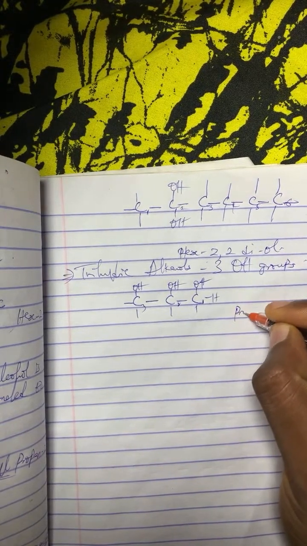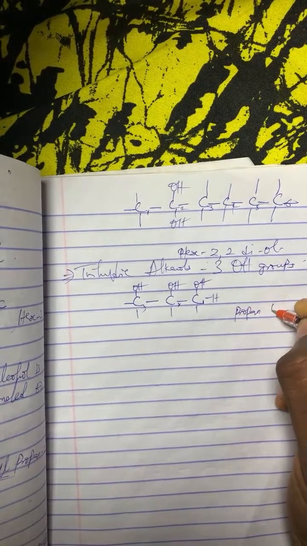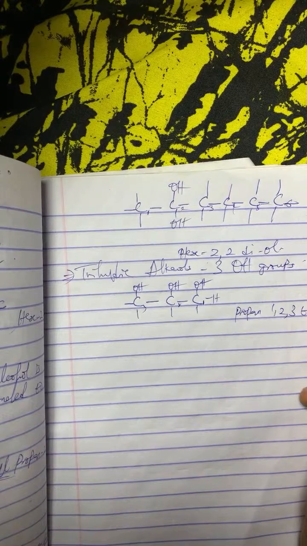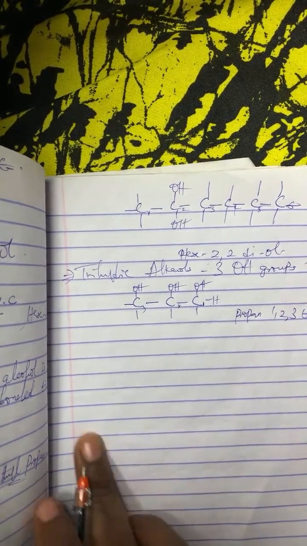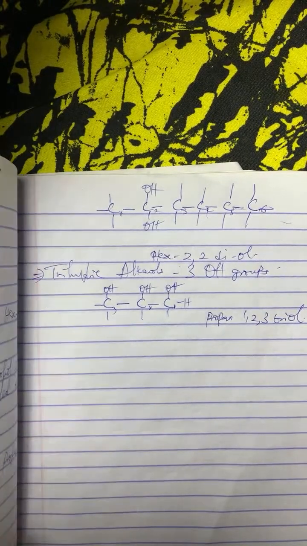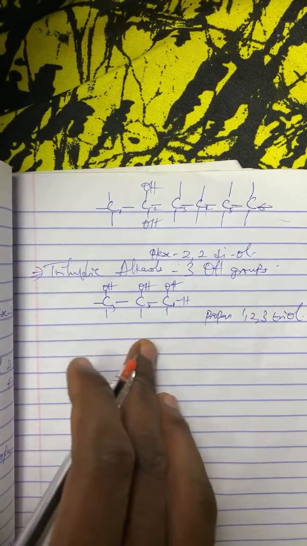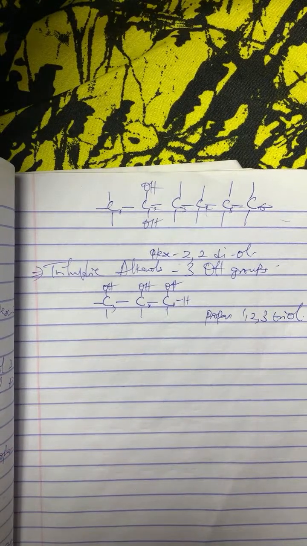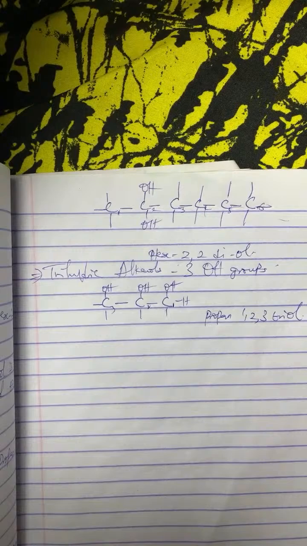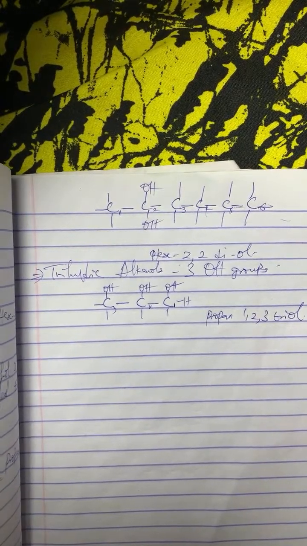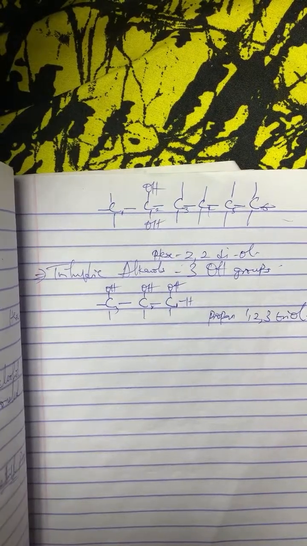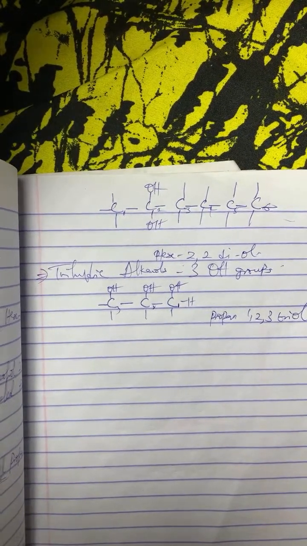Propan 1, 2, 3 triol. Are we together now? So whenever we have 3 OH groups arranged in a particular structure, we know that that particular alcohol is a trihydric. When we have 1 OH group, monohydric. When we have 2 OH groups, dihydric. When we have 3 OH groups, trihydric.